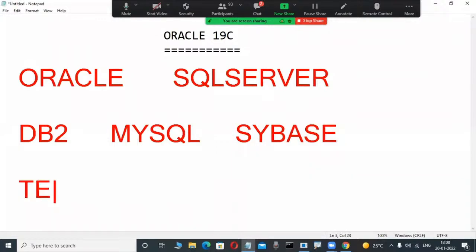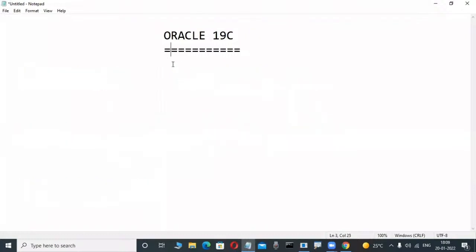Again, Teradata. Maybe many of you have an idea, data warehousing application programmers. Teradata is a database product from NCR Corporation. SQLite is a database product. Like this, so many database products are there from different companies. That's why Oracle is always one of the popular database products.